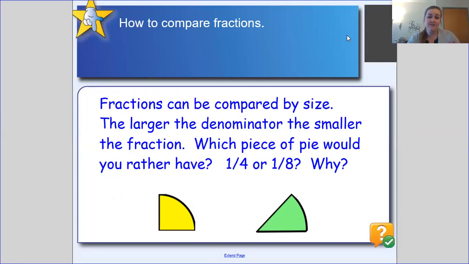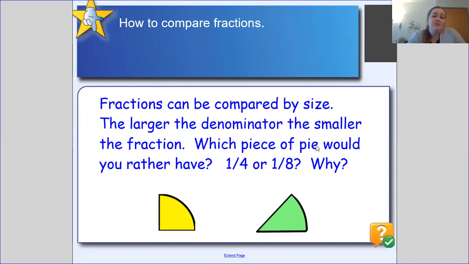How do you compare fractions? Fractions can be compared by their size. The larger the denominator, the smaller the fraction. Imagine a pizza. You have a pizza and you cut it up into 8 pieces. But if I also had a pizza and I just cut it up into 4, those 4 pieces are going to be larger than the pieces if I cut the pizza up into 8.